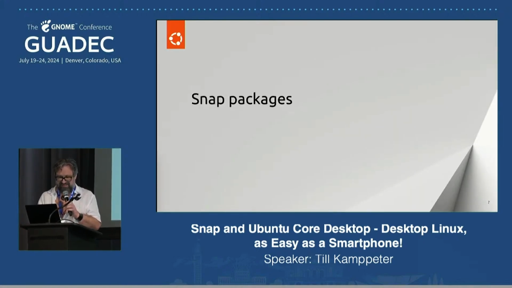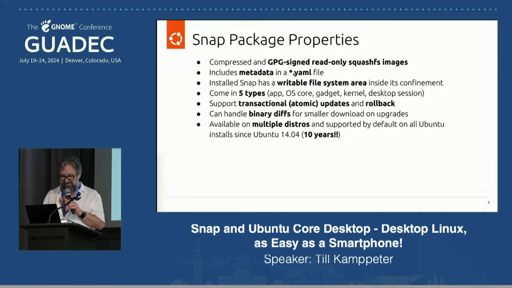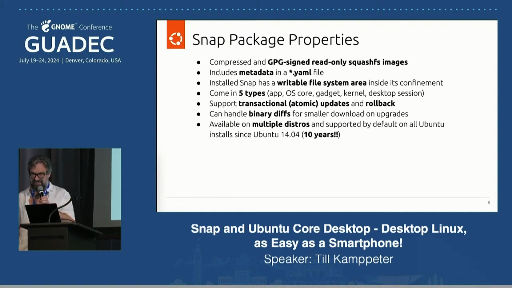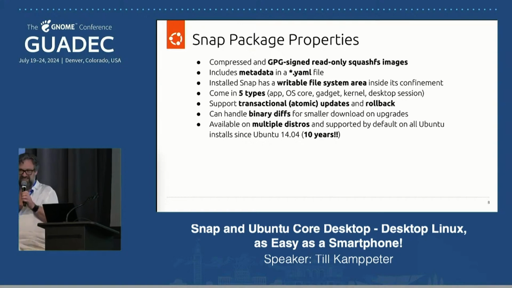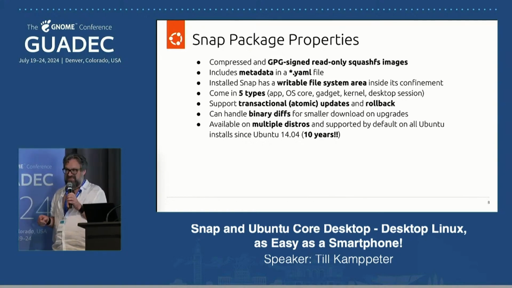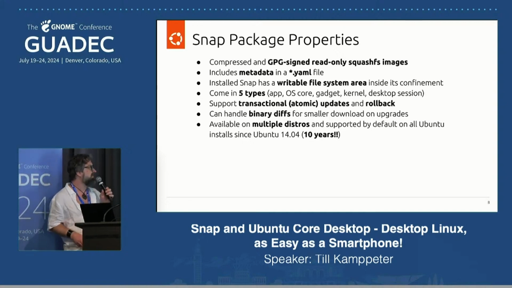So now we go deeper into Snap packages, and the properties are that the file system content of the Snap packages is a read-only squashfs file system, GPG signed, and so this is immutable, and it includes also metadata, which is needed for the installation, also to know which interfaces it needs and so on. And when we install a Snap, for each Snap also an encapsulated writable file system is created, so that the Snaps can store status, user data, and so on.